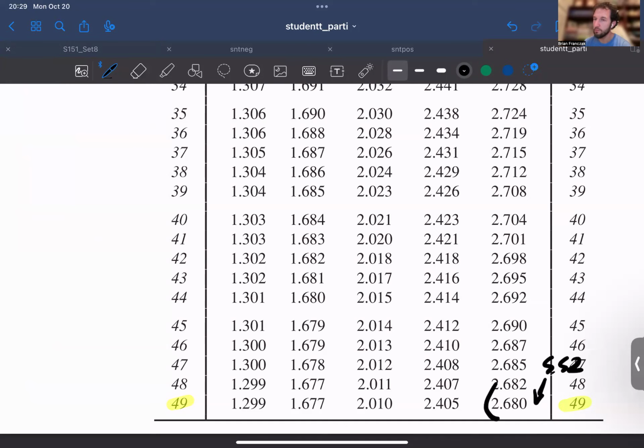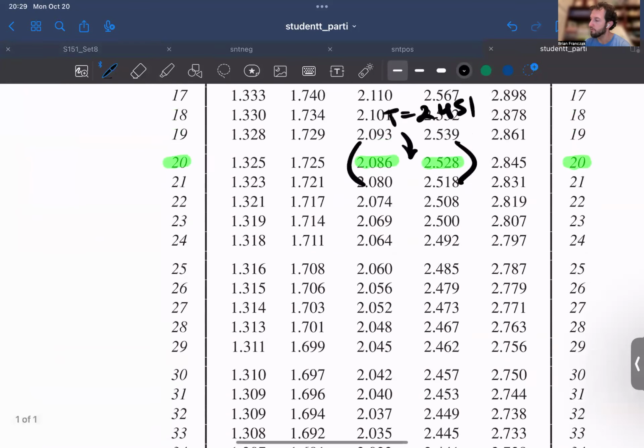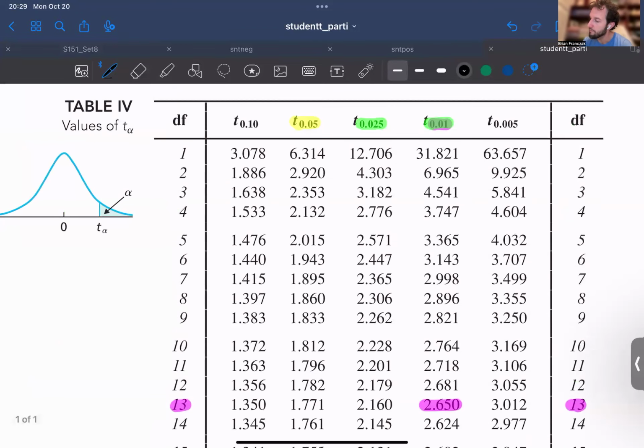So what that means, because we are bigger than the largest value listed on the line, if we scroll up to the top, we're going to take this area here, 0.005, and we're going to say that the p-value must be less than 0.005. So when we get to the edge of the table, if we are larger than a value listed in the last column, it means that our tail area is smaller than 0.005.